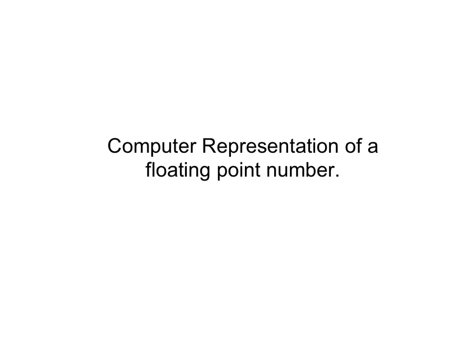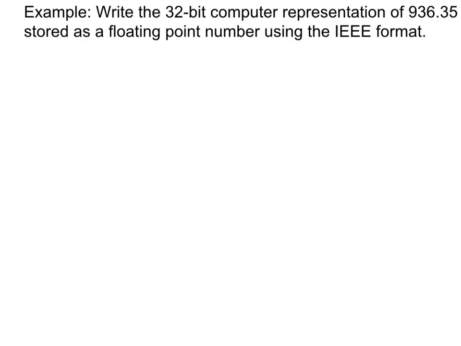At the end of this tutorial, you should have an understanding of how a computer represents floating point numbers. Enjoy! So let's look at this example. It says write the 32-bit computer representation of 936.35, which is stored as a floating point number using the IEEE format.